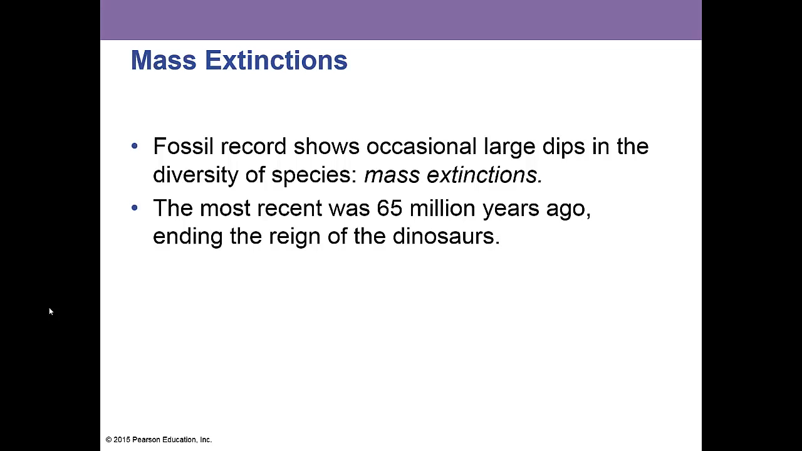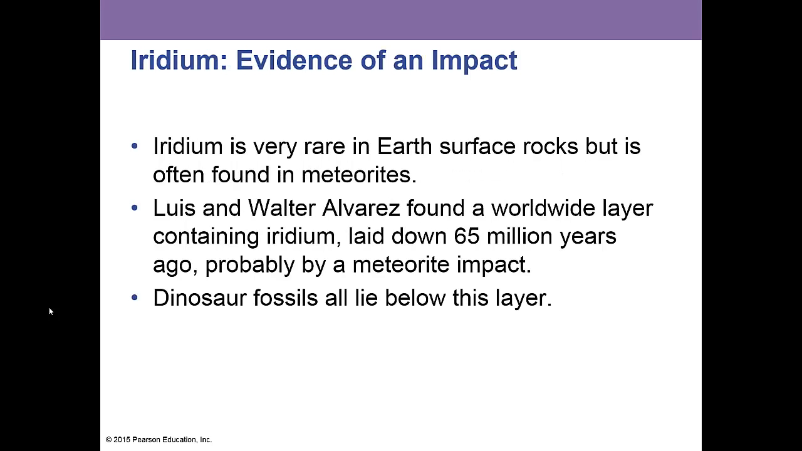Mass extinctions. The fossil record shows occasional large dips in the diversity of species, mass extinctions, and the most recent was 65 million years ago, ending the reign of the dinosaurs. How do we know this? There's an iridium layer. Iridium is very rare in Earth's surface rocks, but is often found in meteorites. Alvarez found a worldwide layer containing iridium laid down 65 million years ago, probably by a meteorite impact. And all the dinosaur fossils lie below this layer.